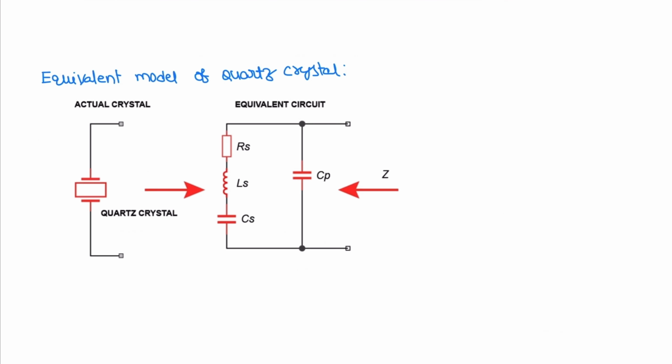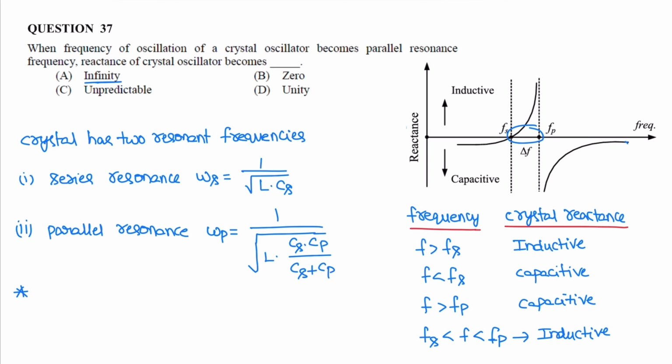This is the equivalent circuit of a quartz crystal: CS, CP, LS and RS. Now it has two resonant frequencies, that is, series resonant frequency and parallel resonant frequency. Units are radian per second.